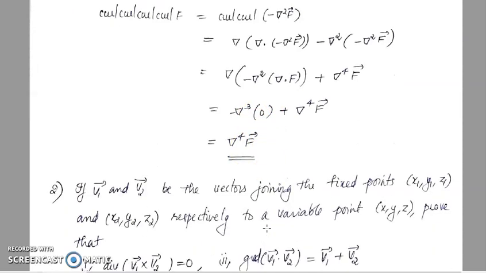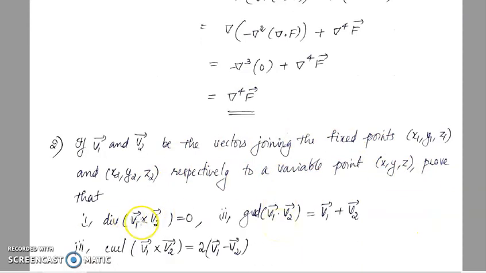Now the second question is, if v1 and v2 are two vectors joining the fixed points x1, y1, z1 and x2, y2, z2 respectively to a variable point xyz, prove that divergence of v1 cross v2 is equal to 0, gradient of v1 dot v2 is equal to v1 plus v2, and curl of v1 cross v2 is equal to 2 v1 minus v2.